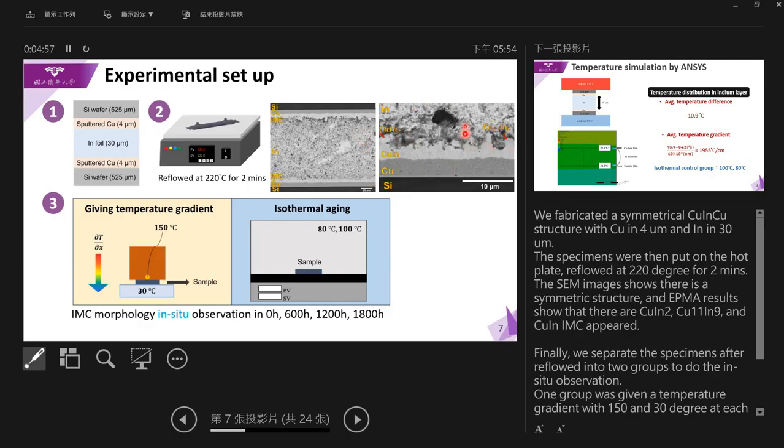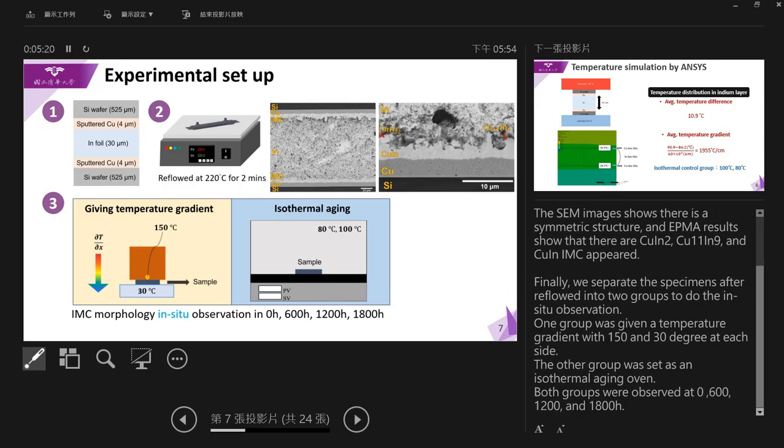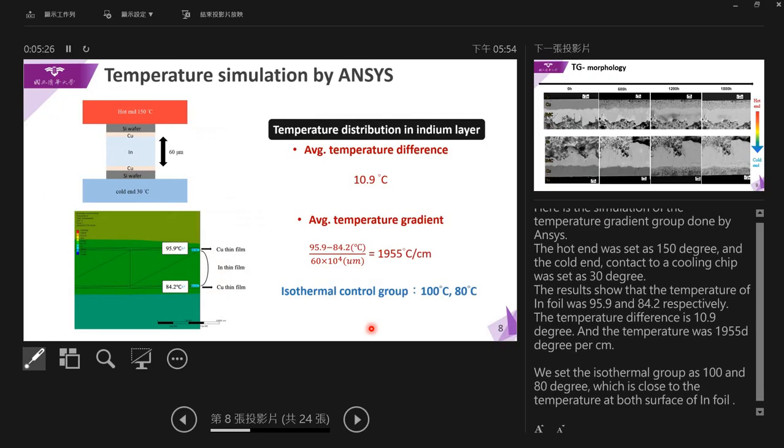We then divided the samples after reflow into two groups. One was given a temperature gradient with the hot end at 150 degrees and the cold end at 30 degrees. The other group was put in an isothermal aging oven at 80 degrees and 100 degrees. All these samples were observed in situ at 0, 600, 1200, and 1800 hours.